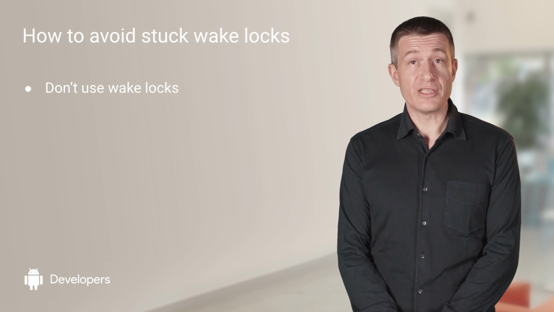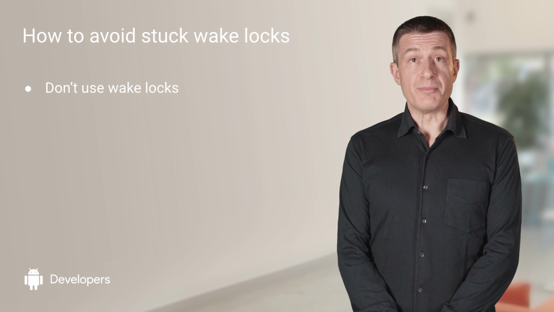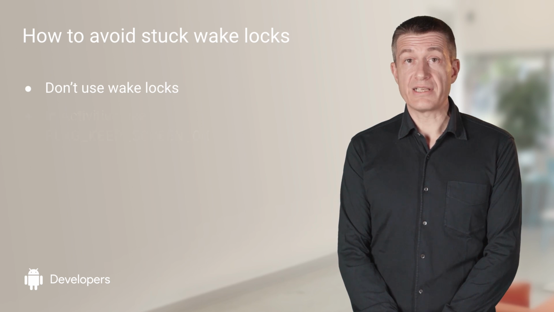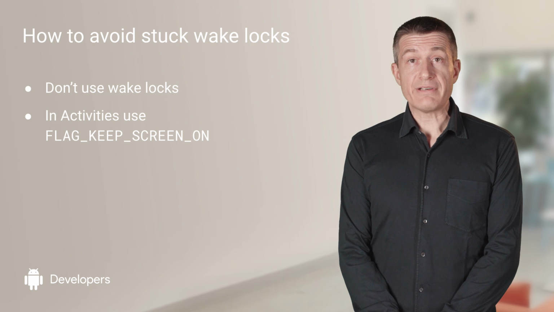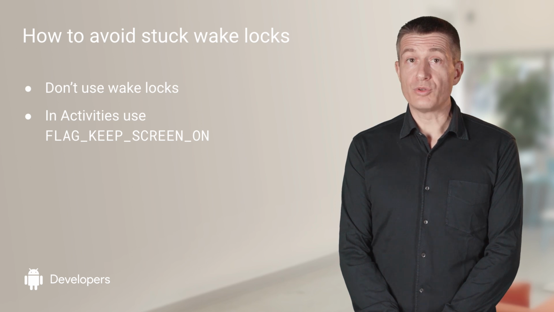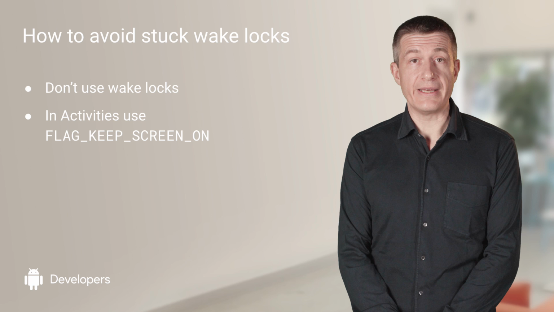A simple solution is to stop using them. In modern Android, there's rarely a situation where you have to use a wake lock. For example, take an activity. Whenever someone is using your app and you want to keep the screen on, instead of setting a wake lock, use a flag on the window that will tell the system to keep the screen on. As a bonus, there is no way to leak the flag.